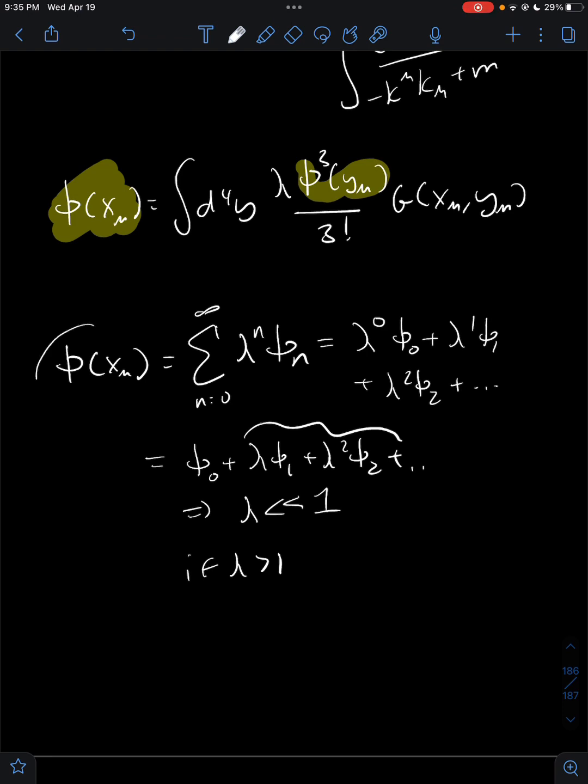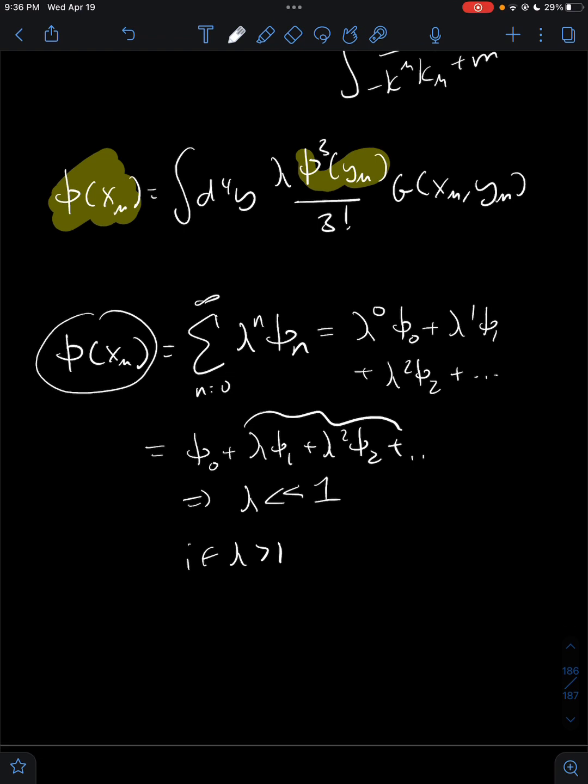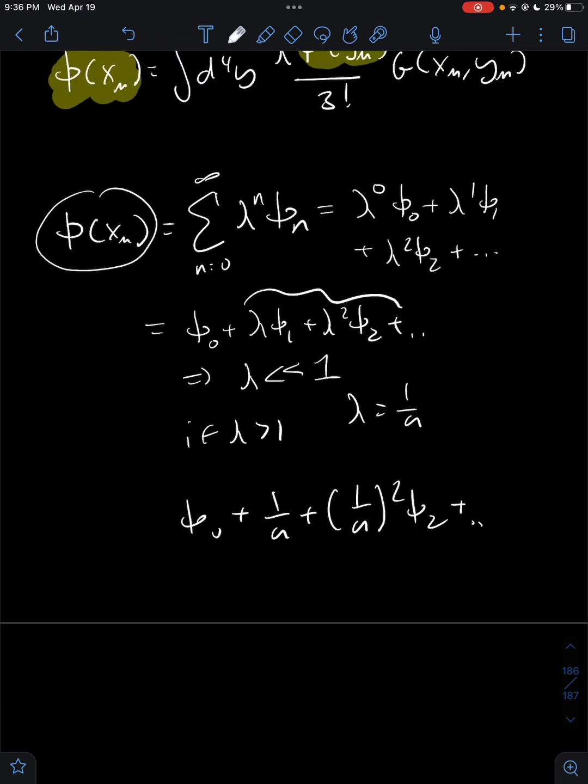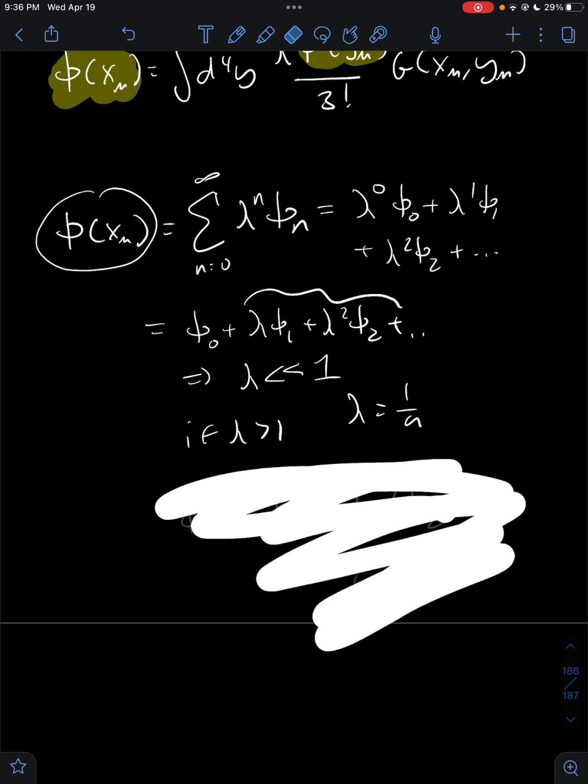So if we want phi to be convergent, which is really good, that puts a constraint on our coupling. It has to be less than 1. Because if it's less than 1, that means it can be written as 1 over a. And of course, we'd have phi naught plus 1 over a plus 1 over a squared phi 2, and so on. And this is going to be a smaller number compared with this over here. So that's why it has to be less than 1. So our series will converge to something.